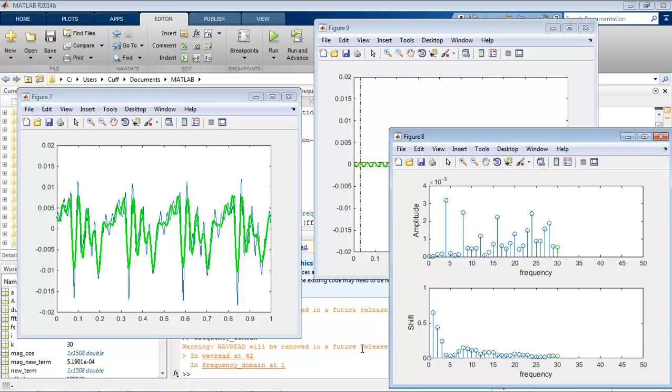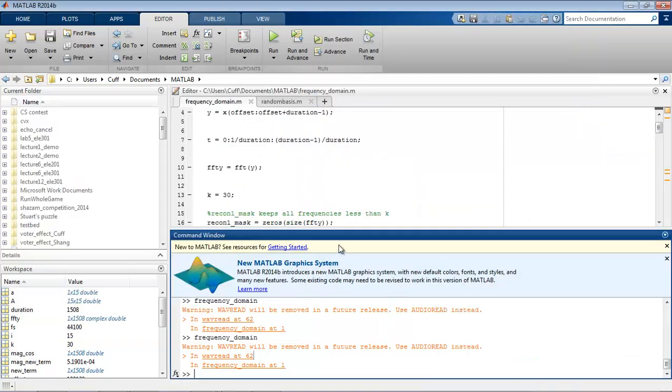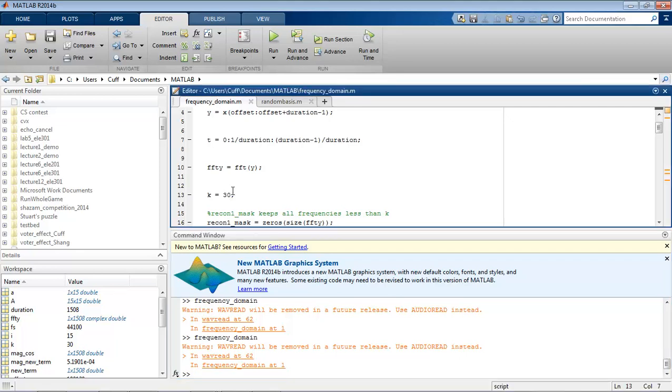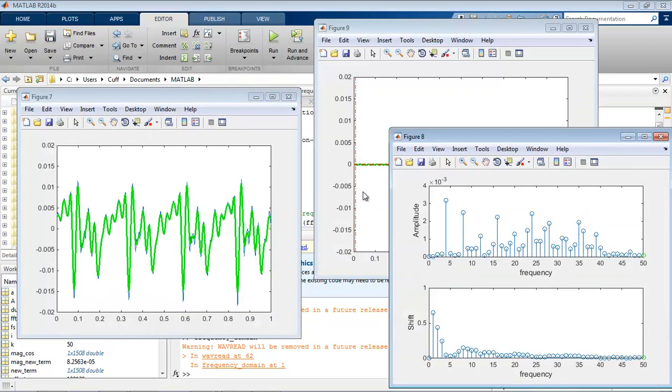Okay. Now let me go to, let's say, 50. Oops, not 350. What did I do? Okay, now it looks like it very much matches the original data.